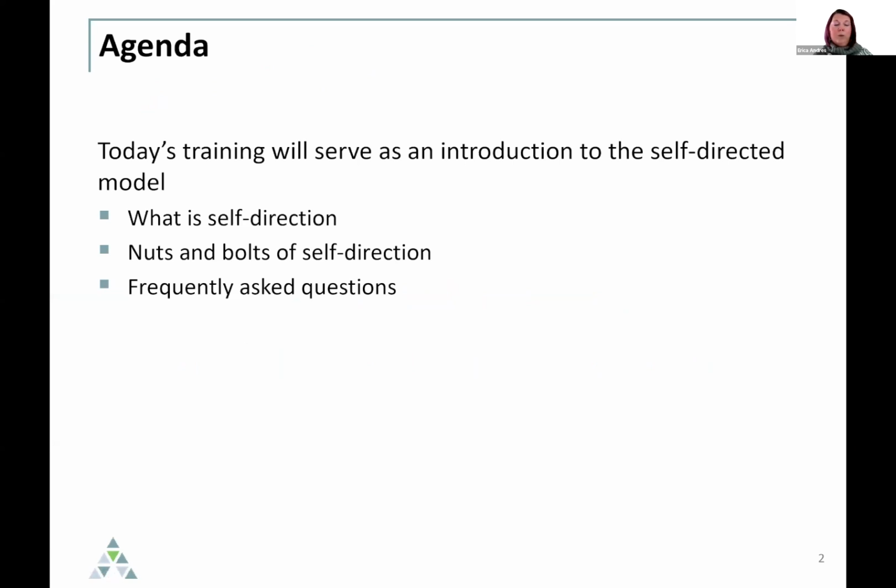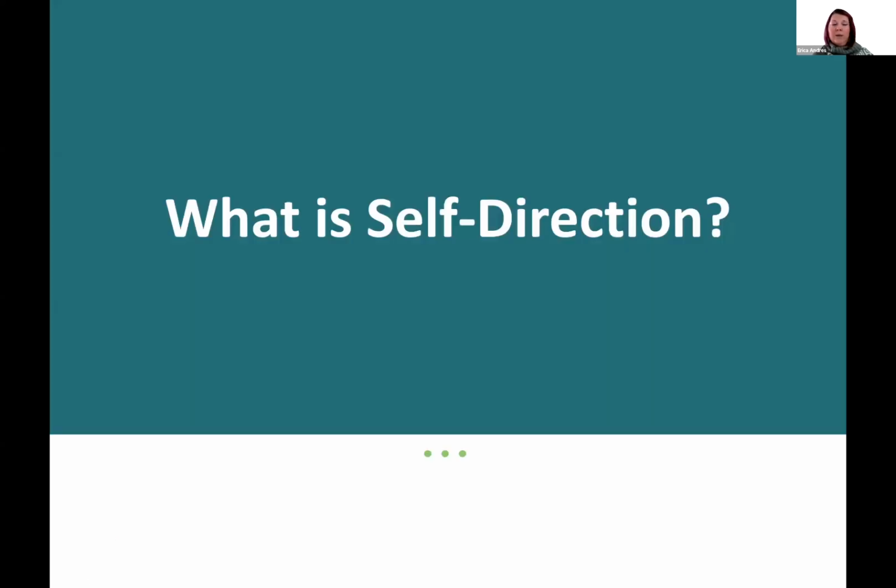So first, we're going to start with what is self-direction. Then we'll move into the nuts and bolts of self-direction and talk about it a little deeper. And then we'll move into some frequently asked questions that were asked in previous trainings that we thought would be helpful here. Let's start out with the basic of what is self-direction.